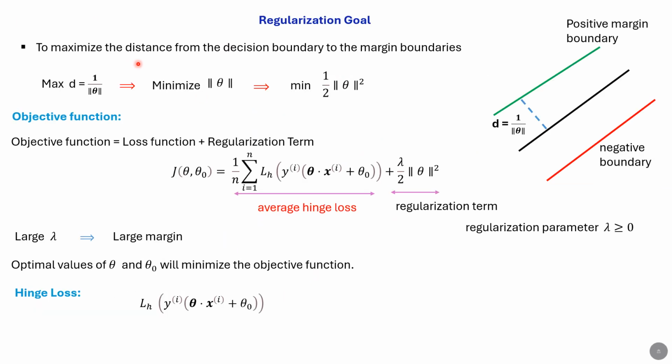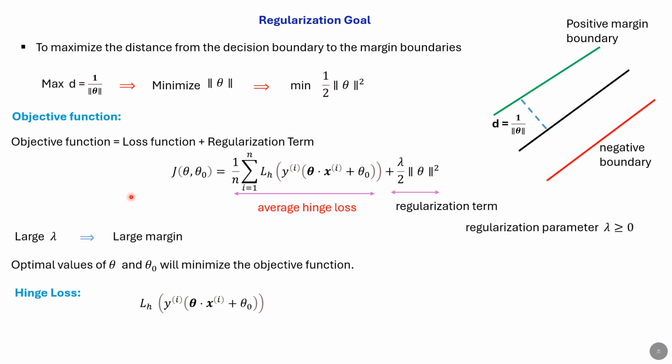Now our goal is to maximize the distance d, which is 1 over norm theta. That is equivalent to minimizing norm of theta, which is also equivalent to minimizing 1/2 times norm of theta squared. We have 1/2 in front of this term because when we take the derivative of this term, the derivative does not need the constant 1/2 out front. This is the standard objective function for support vector machines.